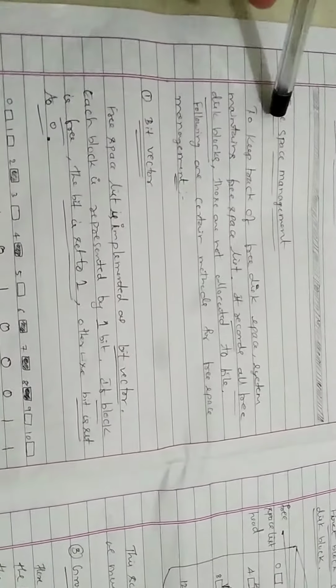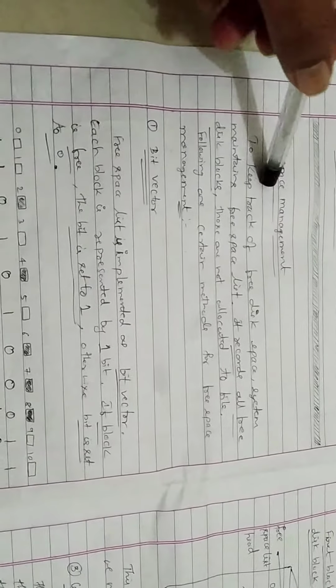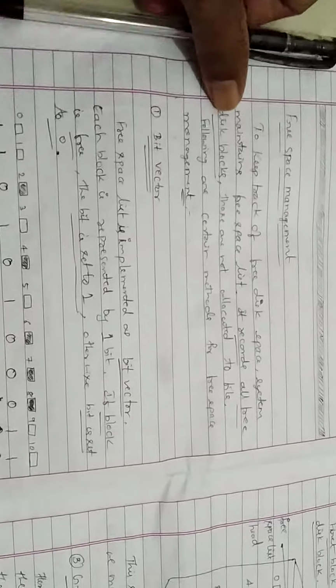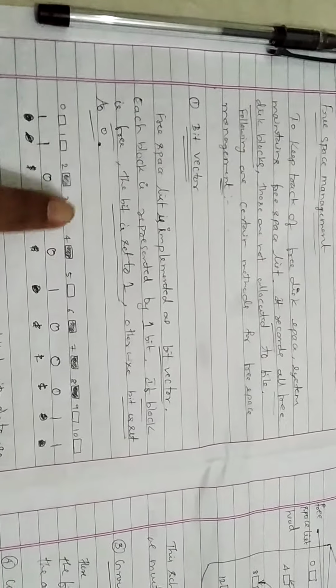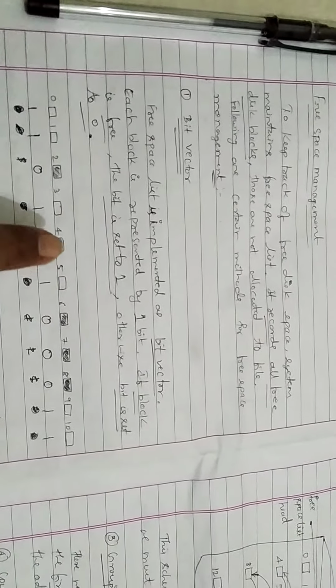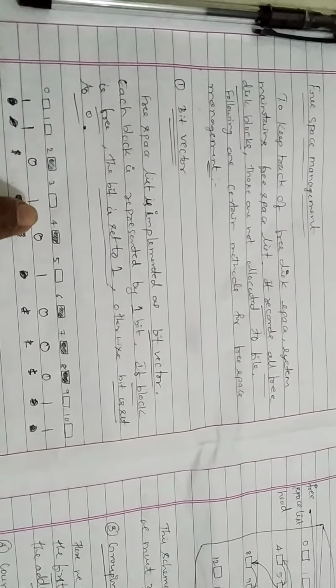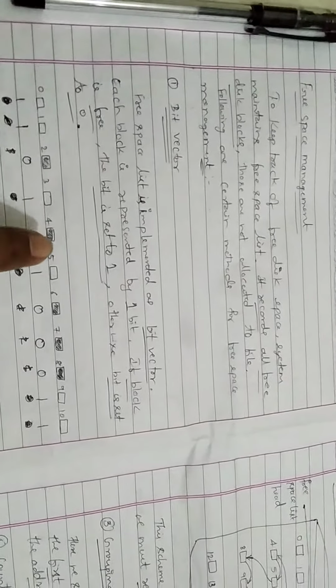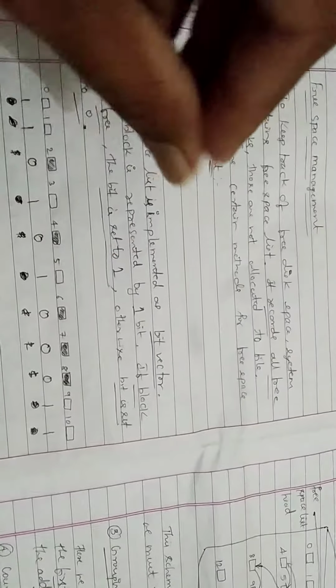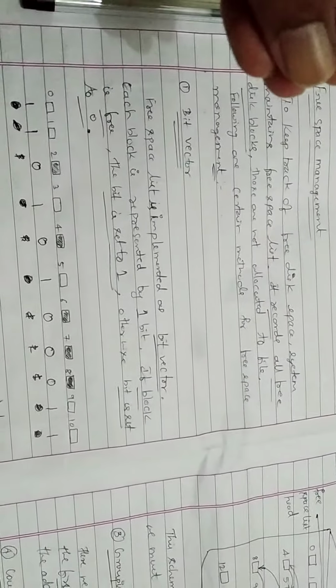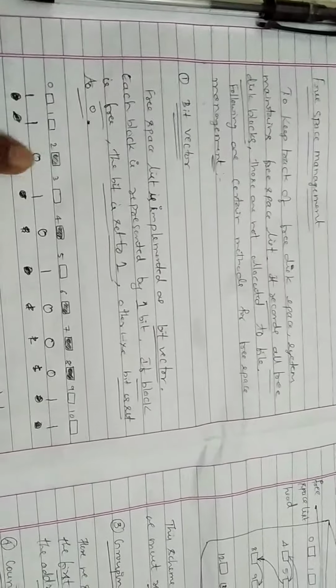So the next concept in file system is free space management. Free space management is all about finding the number of blocks in your hard disk which are free, and the number of blocks which are occupied with data, and trying to store new data in those free blocks.